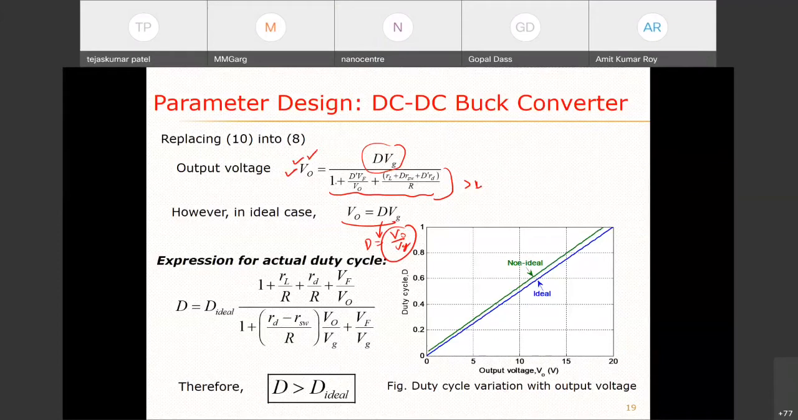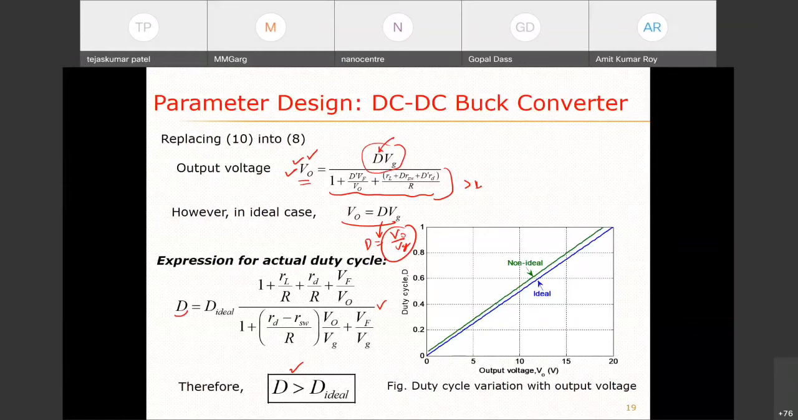Due to these non-idealities. So, let's say I want to run this converter in open loop, and I choose just the duty cycle D equal to V upon Vg, and if I apply the same duty cycle to my buck converter or any converter, the output voltage which I will get will be given by this formula, and that will be less than what I expected, right? So if I want my output voltage to be the same, then I should calculate the duty cycle using this.